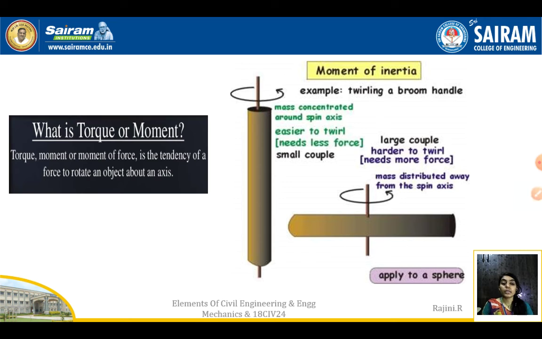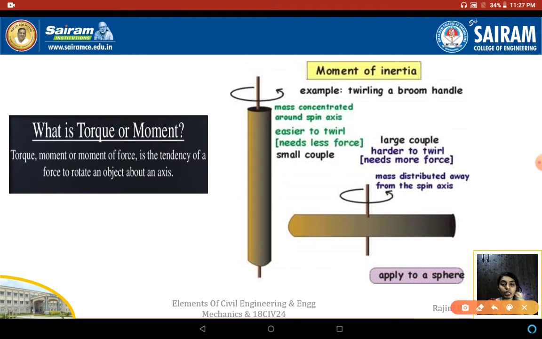Okay, here you can see in the figure, mass concentrated around the spin axis. When you're spinning, you can see the mass is concentrated around the spin axis. It is easier to rotate and needs less force. If you are taking a broom handle or any bar, when you're holding it vertically, you need less force to rotate. If you're holding it horizontally, you need more force to rotate it. So that is the example.